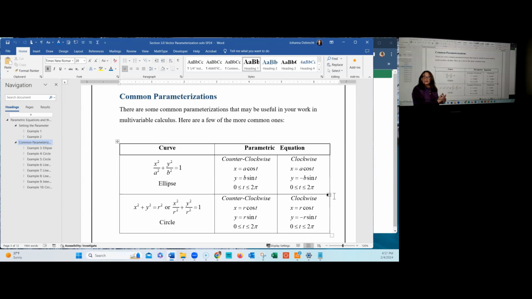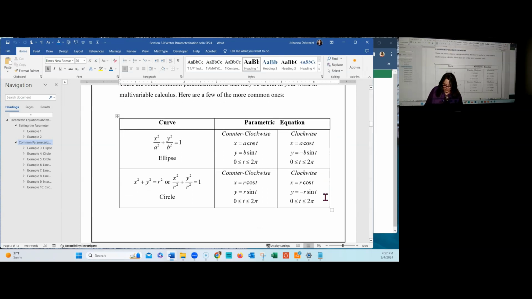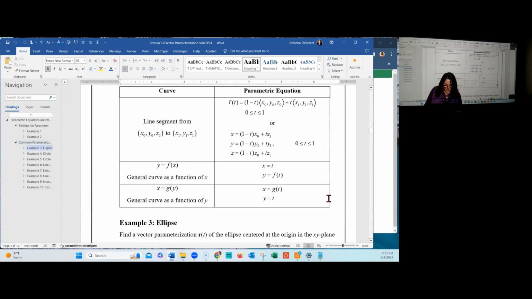What if we want to go clockwise, if we want to go this way? We allow x to still be a cosine of t, but we write y as negative b sine of t, and then it will trace it in the opposite direction. So we're not only producing a curve in space, but we're producing what's called an orientation, or a direction for it. And you have the same thing, of course, for circles, where a and b are both equal to the radius.